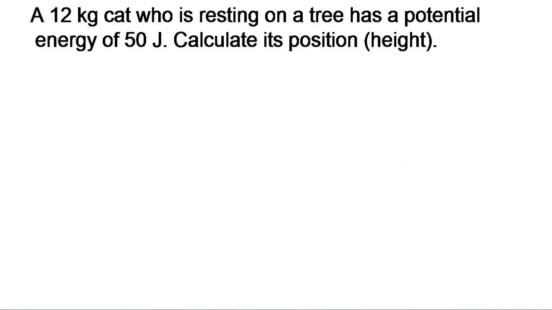Let's try another one. A 12-kilogram cat who is resting on a tree has a potential energy of 50 joules. Calculate its position or height. Remember that my first thing to do is to identify what I'm trying to solve for, and I look for this word like calculate. And it says calculate its position or height. So I know that I'm trying to find height.